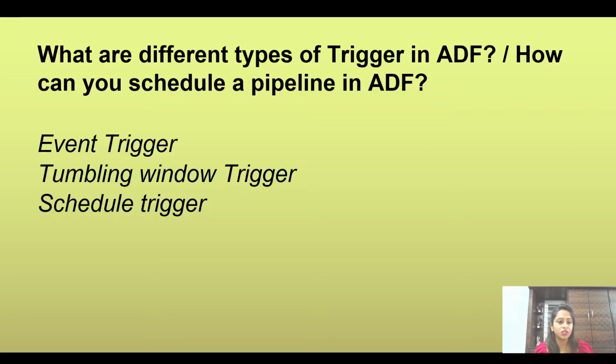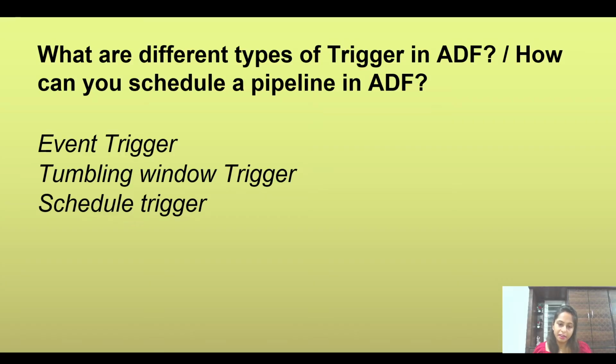When I talk about triggers, there are three different types of triggers. By the name itself, you understand that a trigger is going to execute something, right? The three types are your event trigger, your tumbling window trigger, and your schedule trigger. We will see what exactly each is. With an event trigger, as the name suggests, whenever any kind of event happens, it will automatically execute your pipeline.